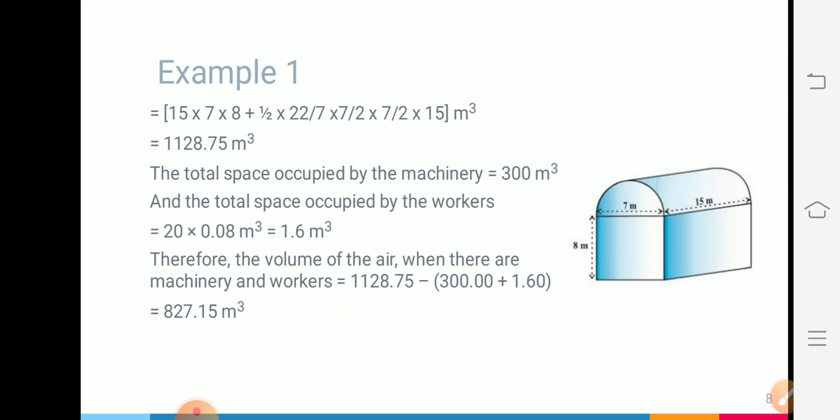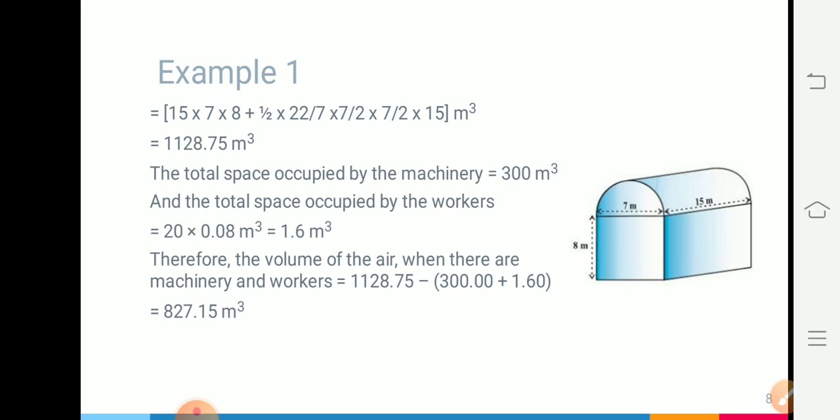And the total space occupied by the machinery is 300 meter cube as is given in the question. And similarly, the question states the volume occupied by the workers and there are 20 workers. So 20 into 0.08 gives you 1.6 meter cube.